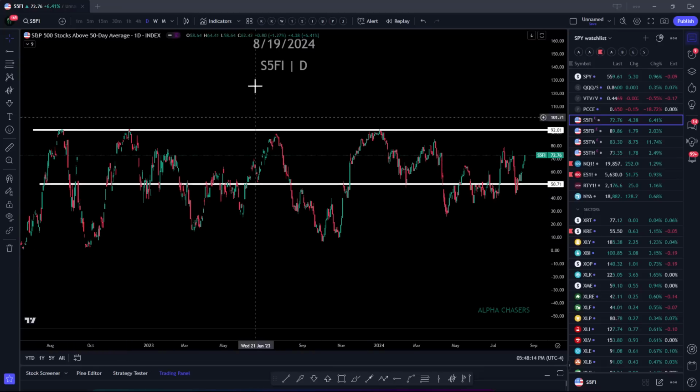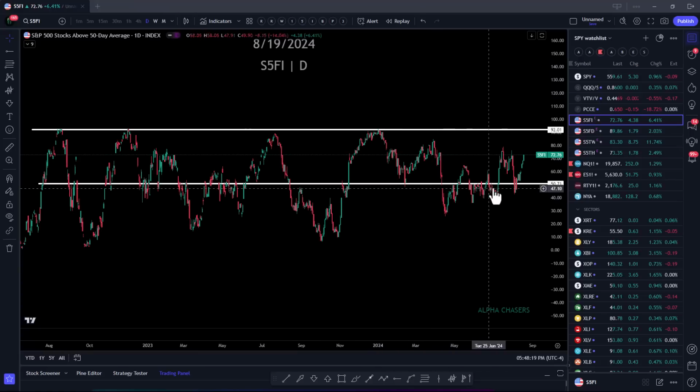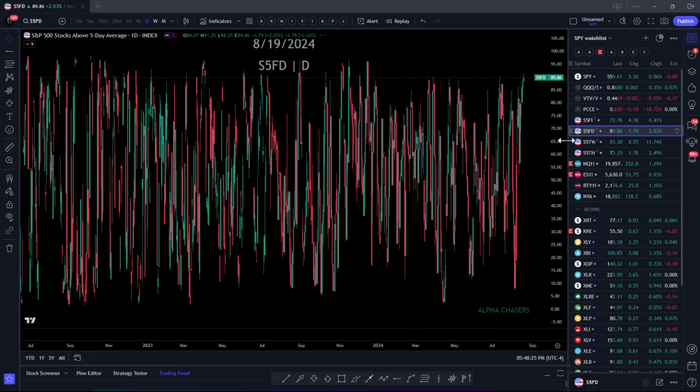If 50% are below the 50-day moving average, institutions look at this all the time. They want to know exactly where they are. And you'll note this, you'll see like, oh, that's interesting. Then we popped over, then we popped back down. Yep. But this has got me kind of twisted.